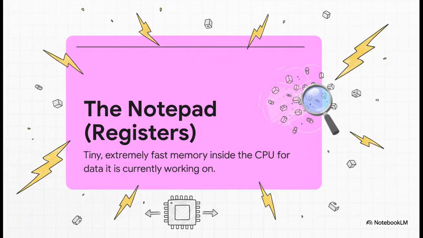Okay, so while the calculator is busy crunching away, where does it keep the numbers it's working on? Well, that's where the notepad comes in. In computer terms, these are the registers, a tiny but ridiculously fast piece of memory located right inside the CPU itself. It's for holding only what the CPU is focused on in this exact nanosecond.